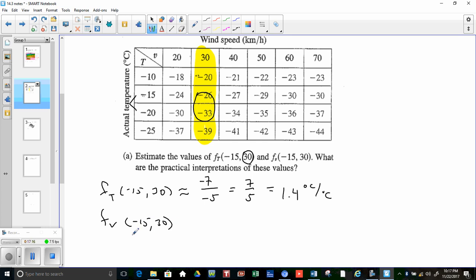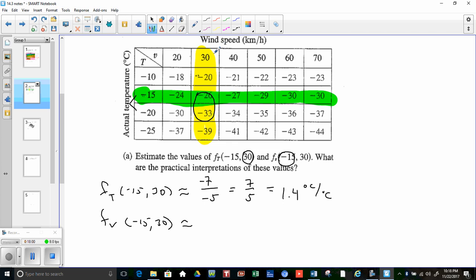Well, now that means I'm taking the partial derivative with respect to the wind speed, which means I'm going to hold temperature constant at -15, so it's not going to change. So if I hold the temperature constant at -15, now I'm talking about holding this whole row right here constant. It's not going to change. And if the temperature here doesn't change, I'm only looking at a change of the wind speed.